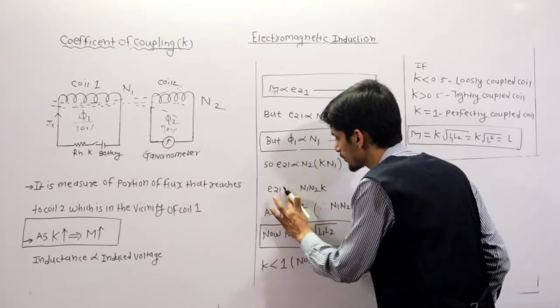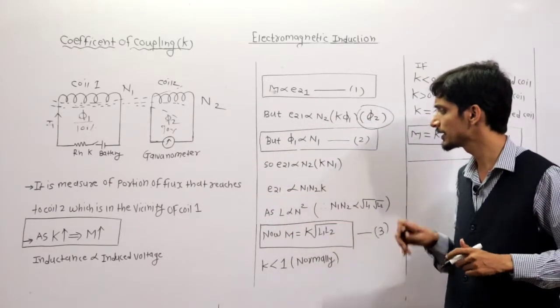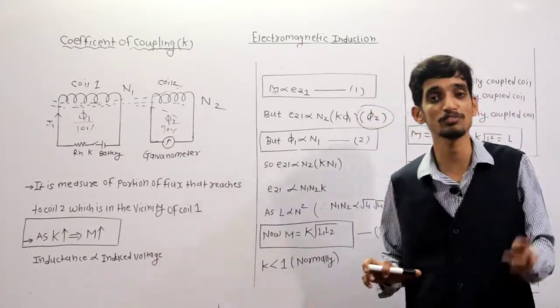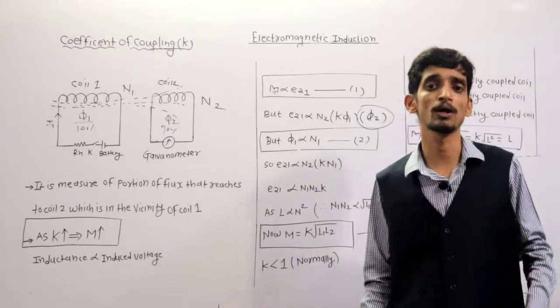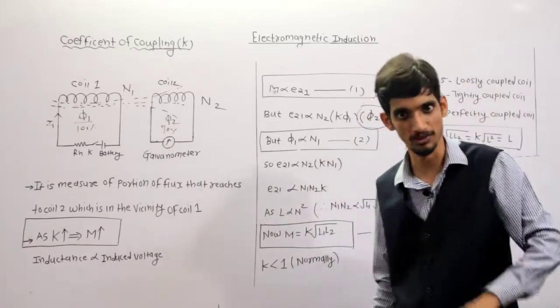Otherwise, if you don't want to remove the proportionality sign, you keep it. E21 is proportional to N1 into K. Clear? From where does N1 come? I replace phi 1 with N1 because phi 1 is the flux in the first coil, and it is proportional to the current in that particular coil, which is I1, and the number of turns and flux are directly proportional.